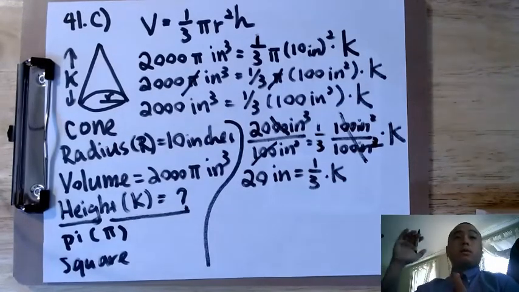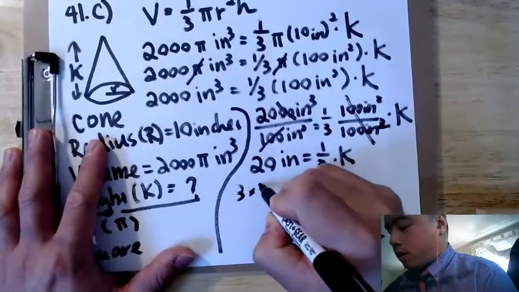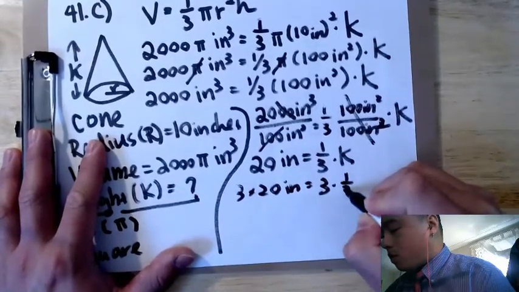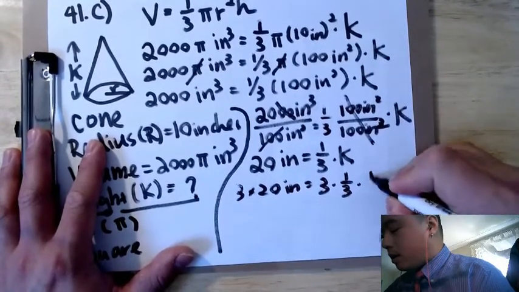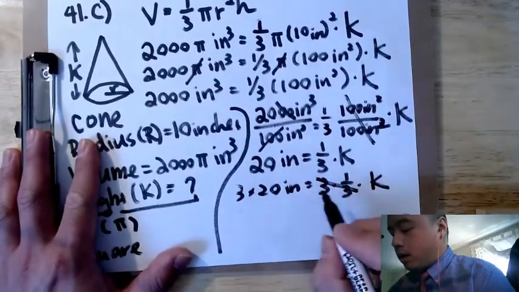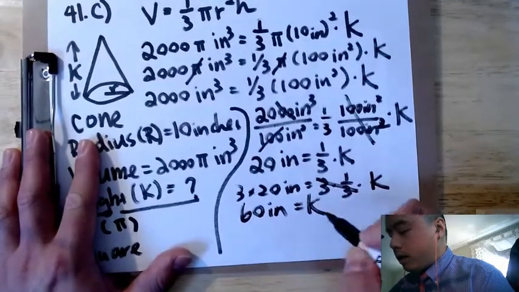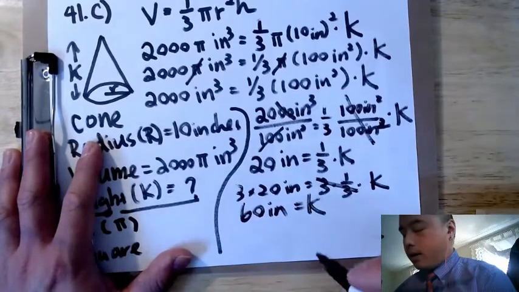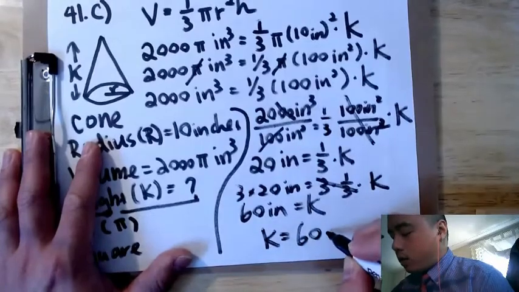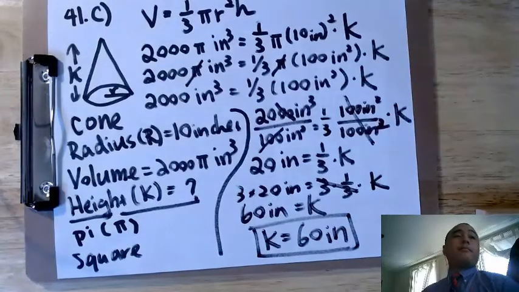To find the full answer, let's multiply by 3. So 3 times 20 inches equals 3 multiplied by 1/3 multiplied by k. So 3 multiplied by 1/3 goes out. So 60 inches is equal to k. Let's just have the variable on the left hand side. So the height of the cone is equal to 60 inches. Box your answer, and that's it.